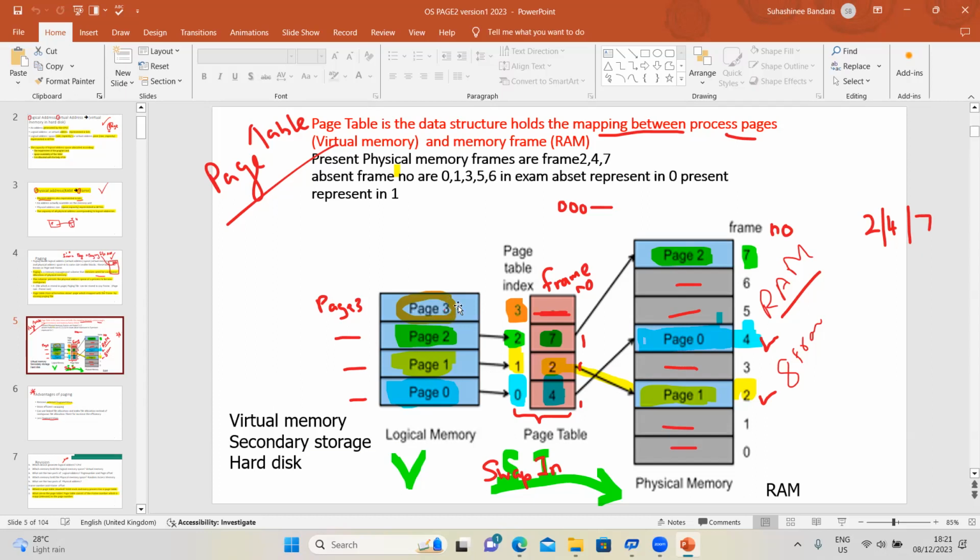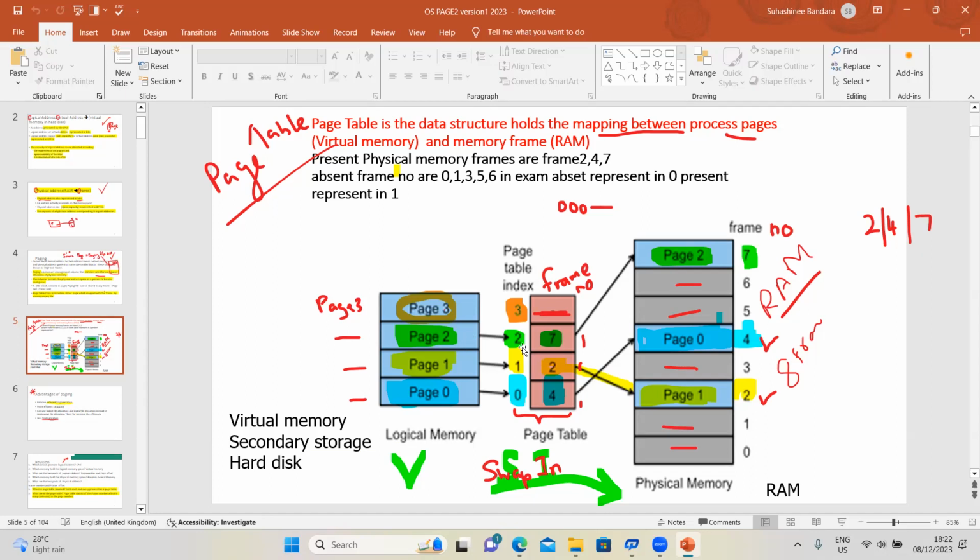So the page 3 paging file is not moving to the random access memory because there's no frame dedicated to move the page 3 file. Because there's no frame allocated, we say page 3 resides in the virtual memory. But pages 0, 1, 2 are moving to the random access memory with the help of these frame numbers. So page 0 is carried by frame 4, page 1 is carried by frame number 2, and the page 2 paging file is carried by frame 7.